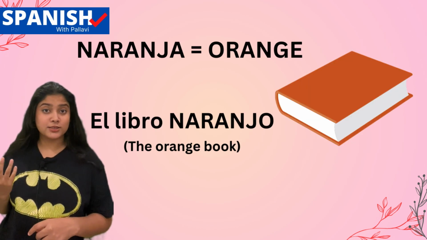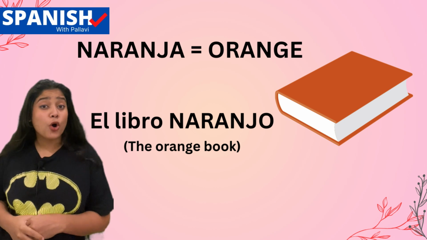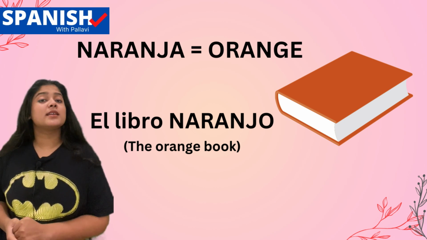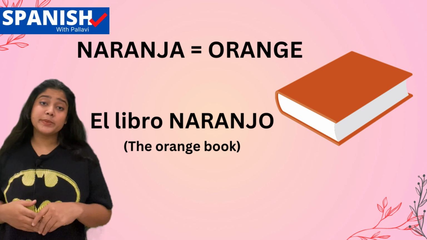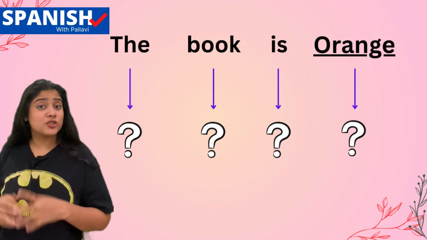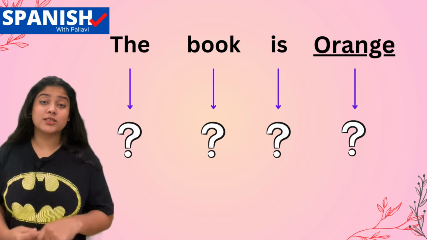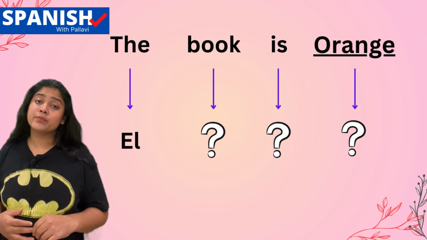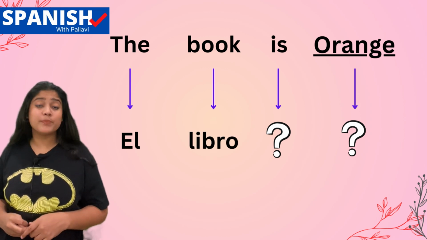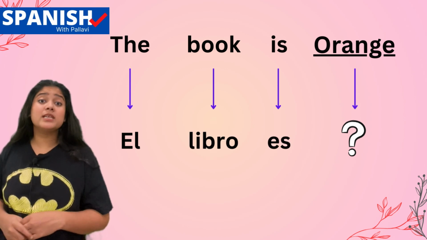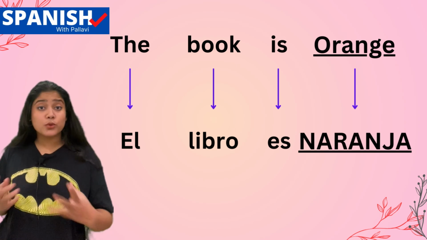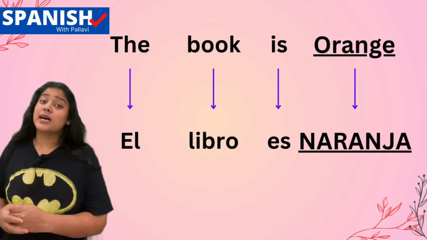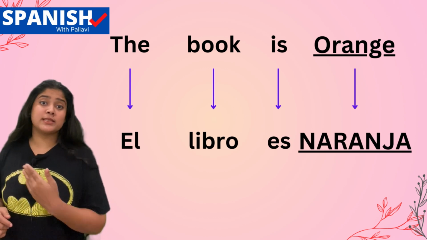Next. The color is orange. How do you say that in Spanish? Naranja. The sentence will be the book is orange. How do you say that in Spanish? The will be el. Book will be libro. Is will be es. Orange will be naranjo. So the whole sentence will be the book is orange. El libro es naranjo.